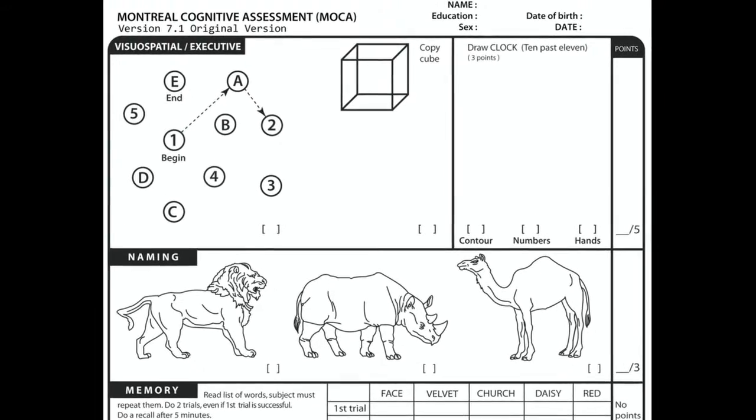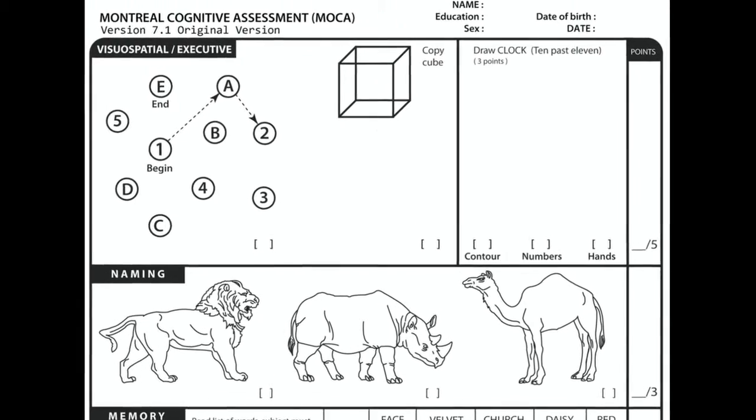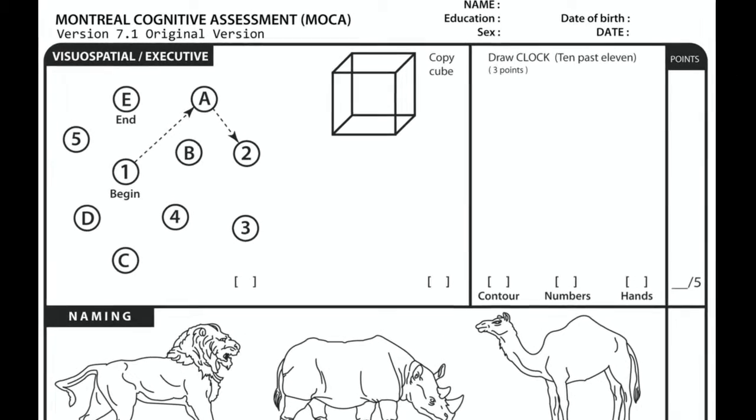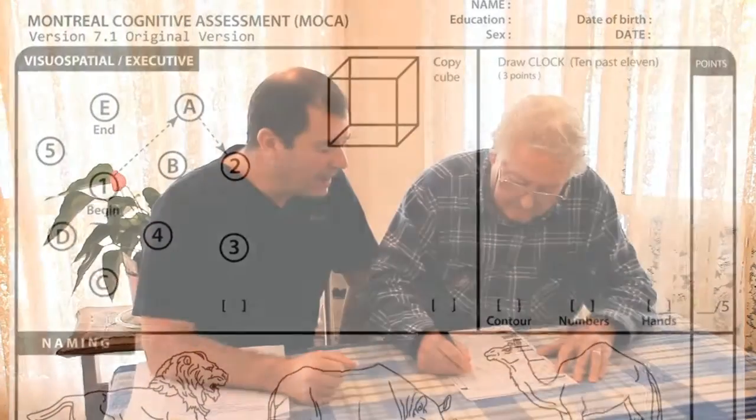The second area is the visio-constructional skills. The examiner gives the following instructions, pointing to the cube. Copy this drawing as accurately as you can. 1 point is allocated for a correctly executed drawing.